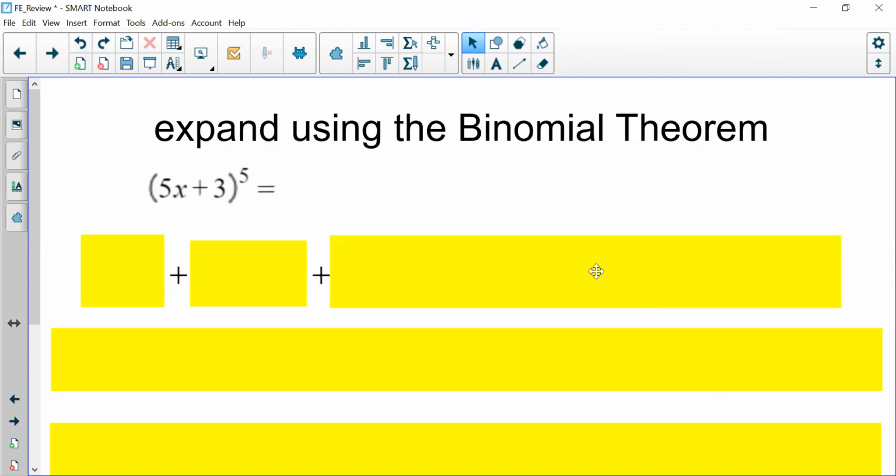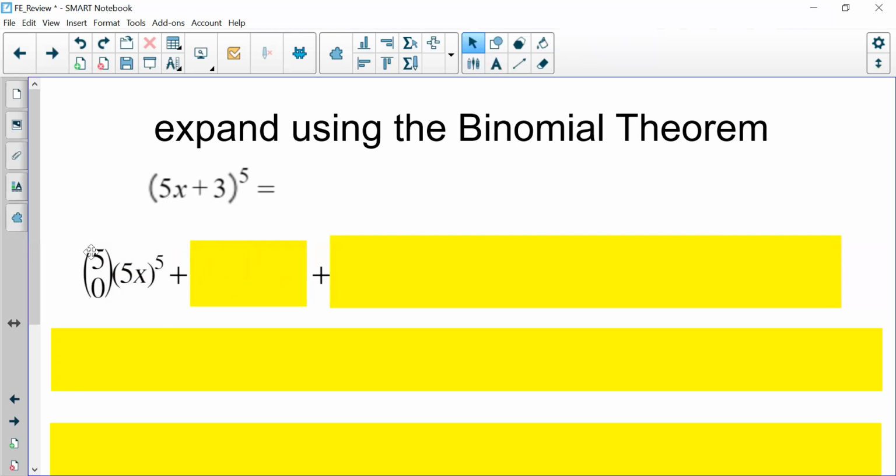Last problem, pause, minute and a half to get as far as you can here. So we're going to expand this, and using the binomial theorem, you'll need your calculator. You're raising it to the 5th power, so there are going to be 6 terms here. And the binomial theorem starts off with this, where this is the binomial coefficient, 5 choose 0. And the first term, 5x, is to its highest power, to the 5th.